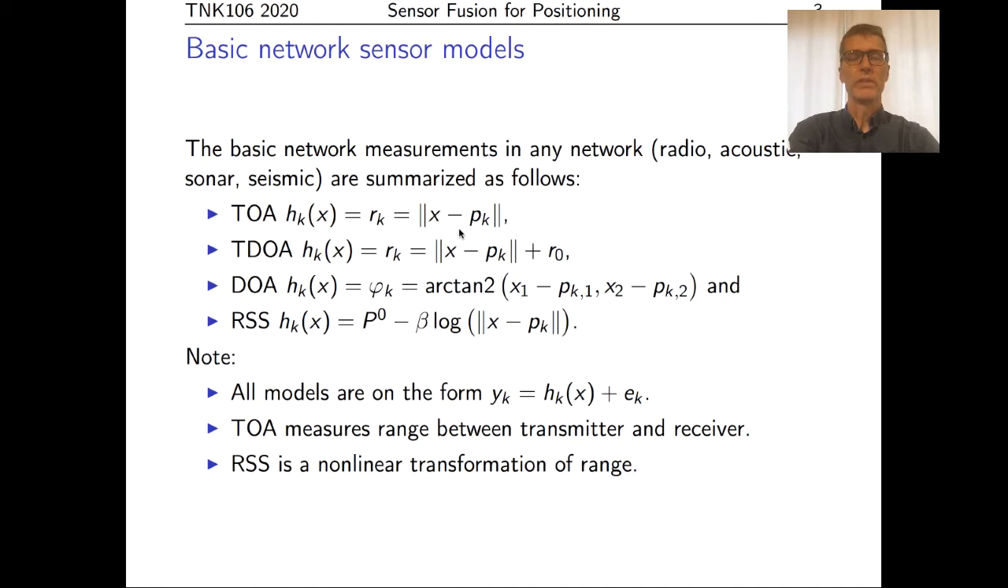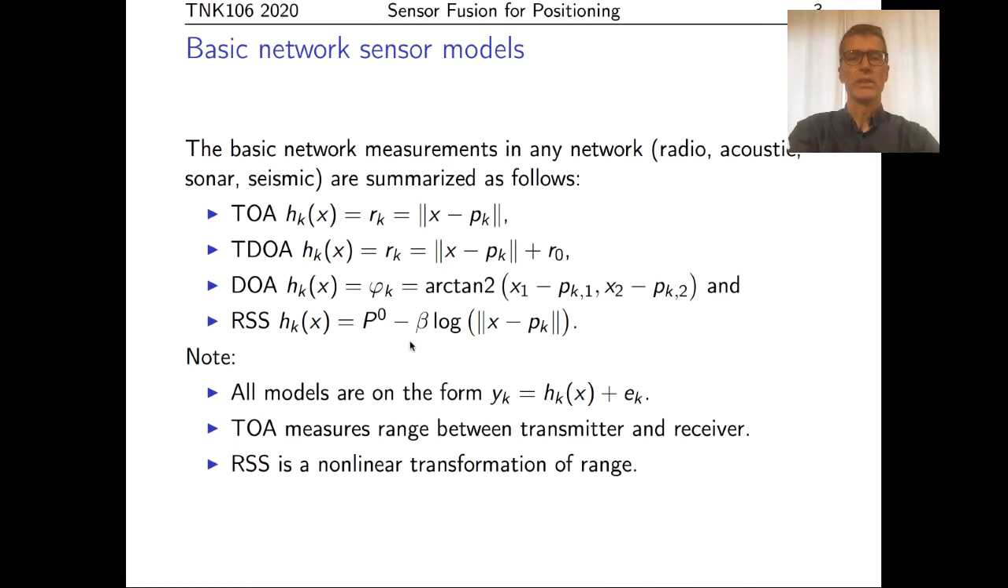We have time difference of arrival, applying in sensor networks where the receivers are not synchronized with the transmitter, and that means that we have an unknown offset that is added to the range for all sensors. That corresponds to the time offset. So in our GPS receivers, for instance, we have an unknown clock bias in our own clock while the satellites are synchronized. So that is basically a time difference of arrival problem. Direction of arrival, then we measure the angle between the transmitter and receiver.